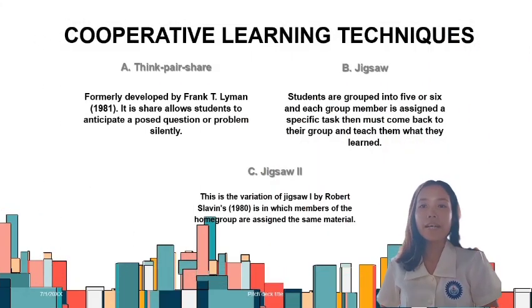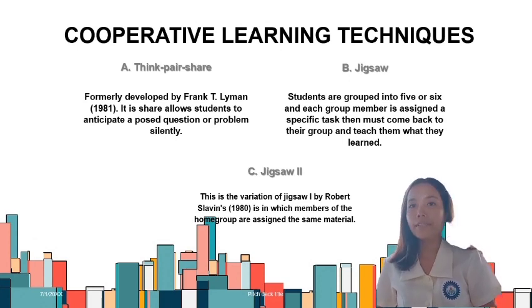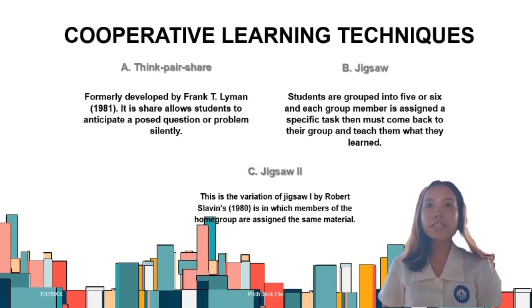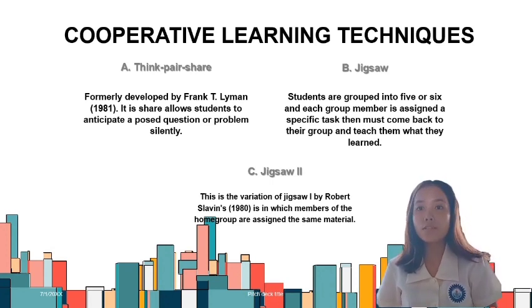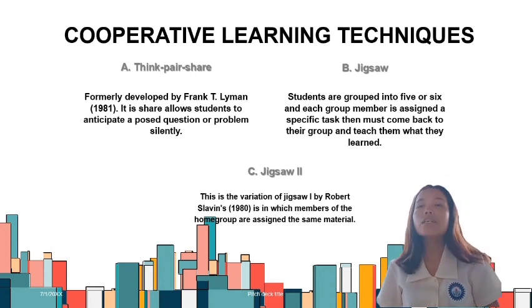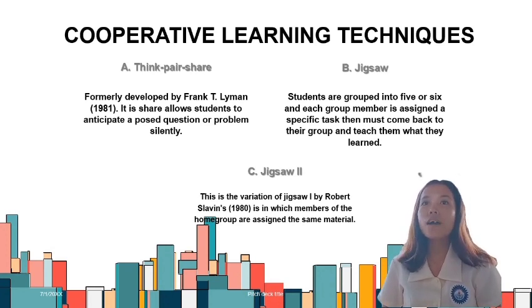Good day everyone, I am Maria for BSEd 3D and I'm going to discuss the cooperative learning techniques. I am going to discuss think, pair, and share, jigsaw, and jigsaw 2. So first is think, pair, and share, formally developed by Frank T. Lyman, 1981. It allows students to silently consider a question or problem posed.